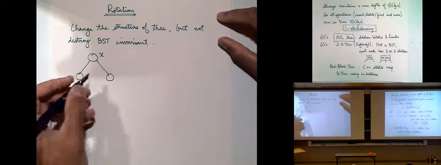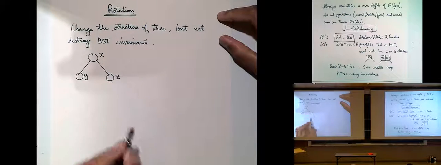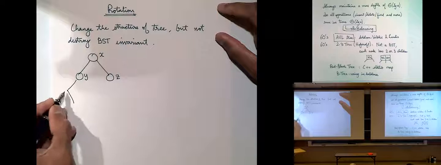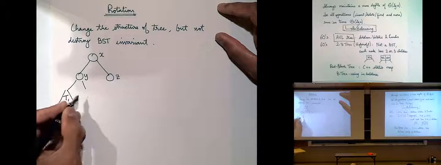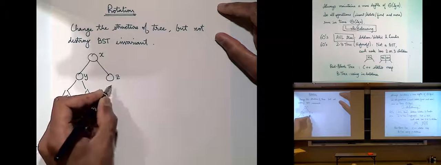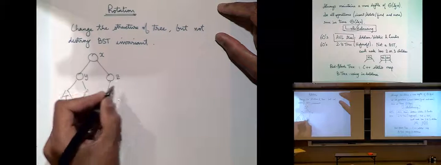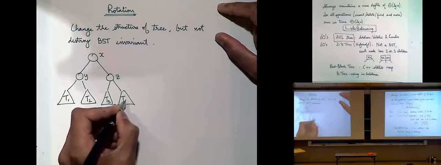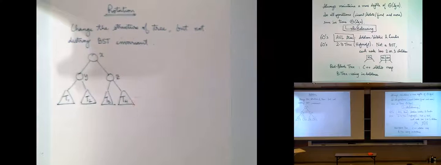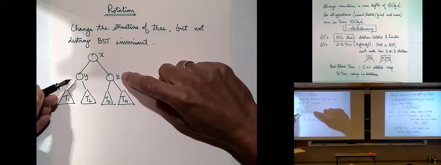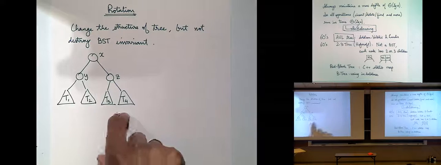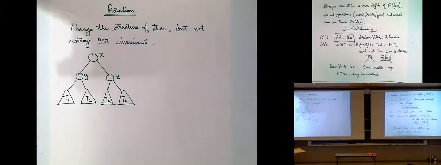Okay, so I'm going to give some names here. So there's Y and Z. There's T1, T2, T3, and T4. Let's assume that Y and Z are not null. X, Y, and Z are not null, but some of these might be null. Okay? So what a rotation is going to do is it's going to change these nodes in such a way that the binary search tree property will remain.